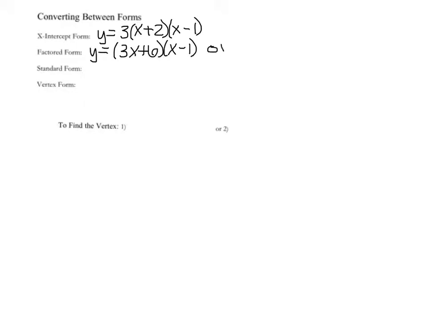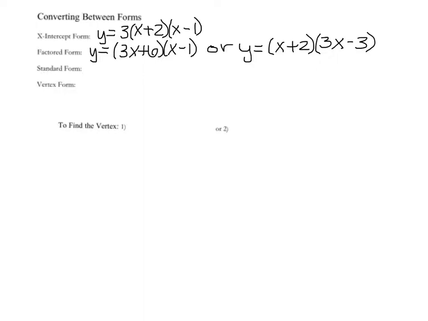Or we can choose to distribute the 3 into the second set of parentheses. So the first set of parentheses would be left alone, it would stay as x plus 2, but then this set of parentheses would become 3x minus 3. Make sure whatever you do though that you don't distribute the 3 into both, otherwise you're really multiplying by 9 because you're multiplying each one by 3.